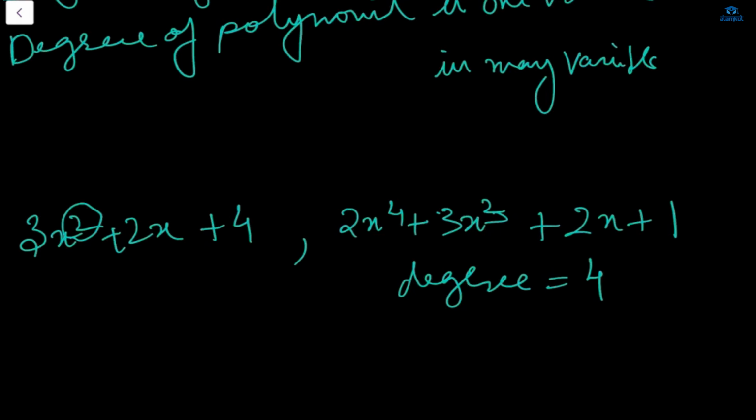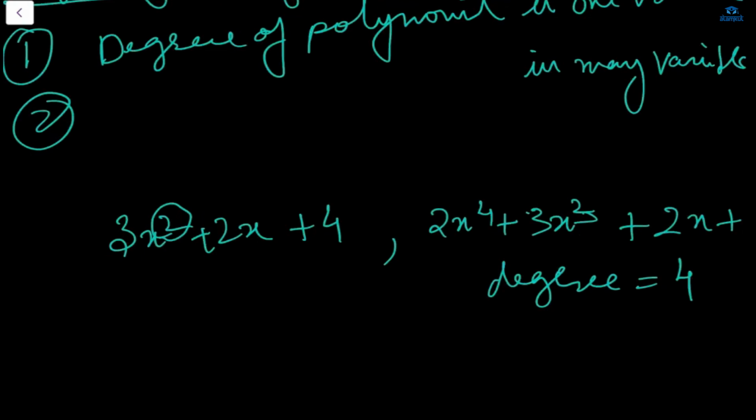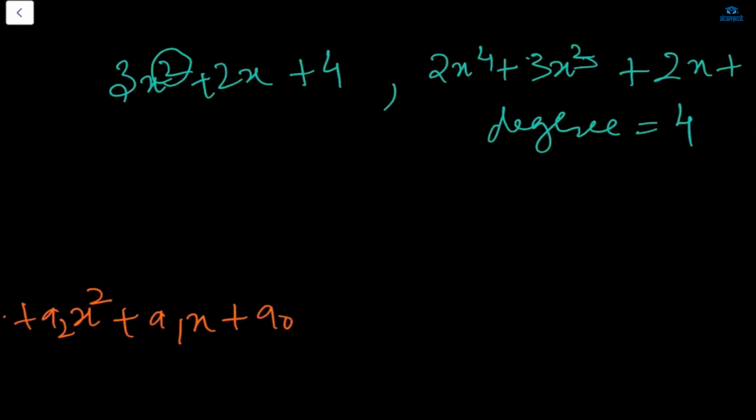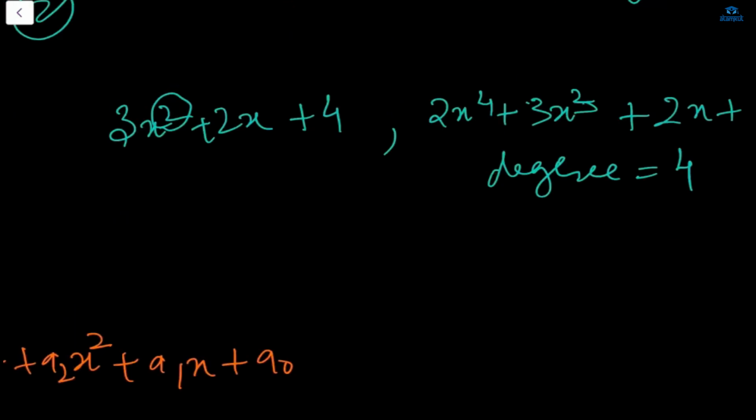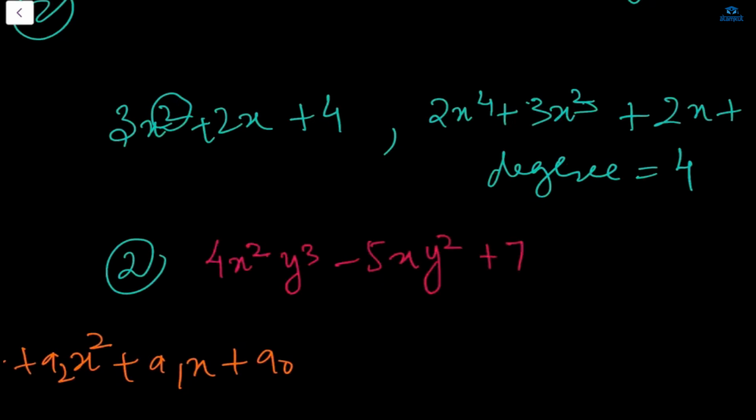Now, if we are going to see the degree of a polynomial in many variables, where more than one variable is there, then we are going to add up the powers. Let's see with an example, then we can understand better. The second case is like 4x square y cube minus 5x y square plus 7 minus root 2x. This is an example.